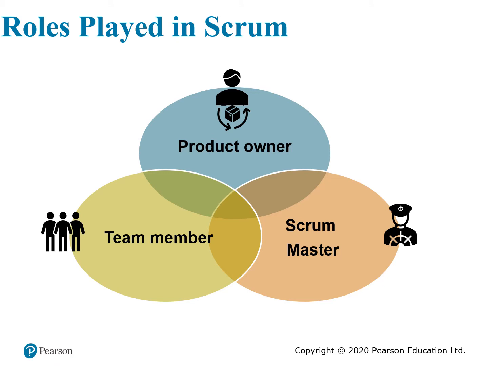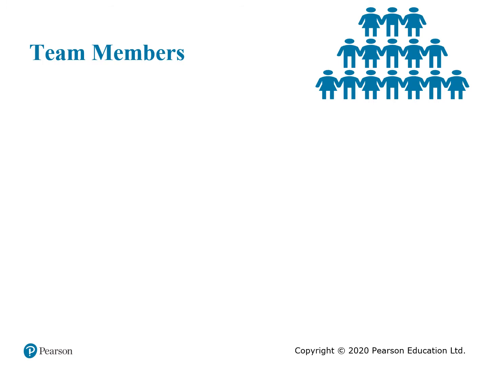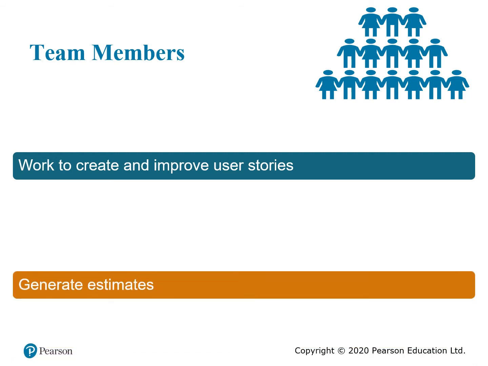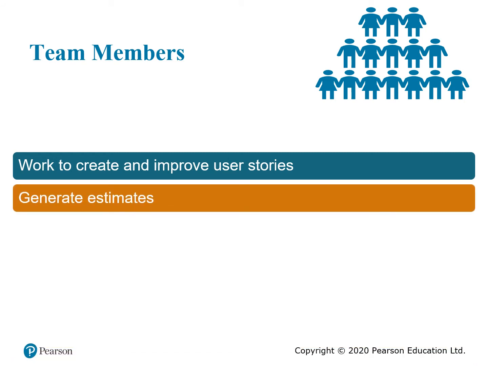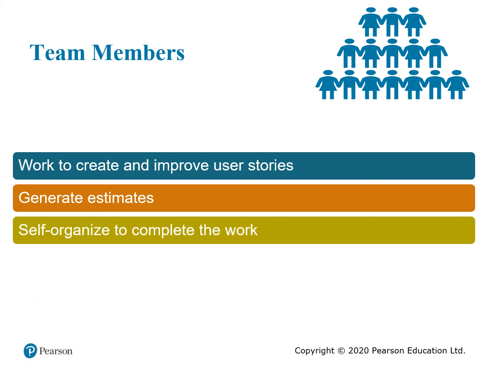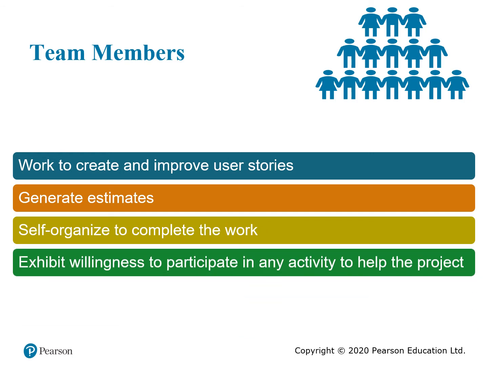Then the team members are those who are doing the agile system or the Scrum practice. Team members work to create and improve the user stories, and generate estimates in terms of quality, output, and timing. They self-organize to complete the work, and demonstrate willingness to participate in activities to help achieve the best result.